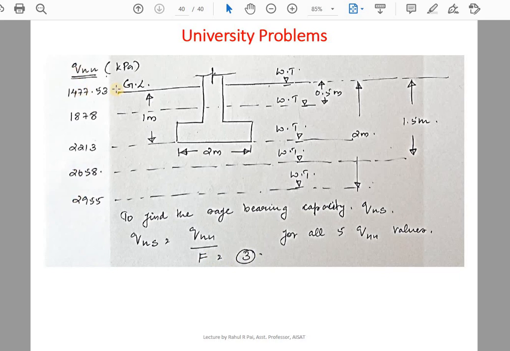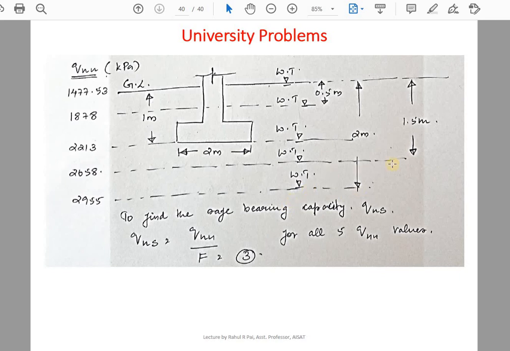QNU. So I have marked all the net ultimate bearing capacities here in the sketch. So you can see here this is the footing. Depth of the footing is 1 meter and width of the footing is 2 meter. So just to make the concept clear of this problem, here you can see how the water table is changing. Water table is at a depth of 2 meter below the ground surface.